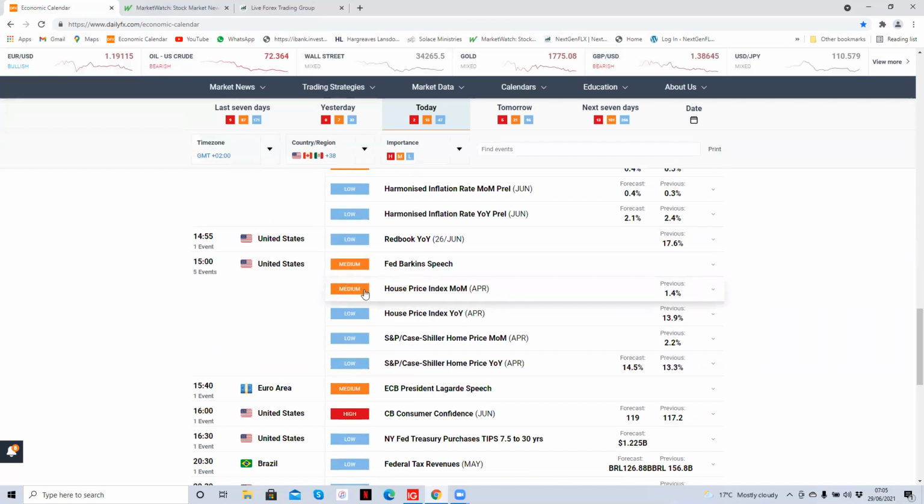Again, you can see another one out of the US at 3 o'clock, again to do with the housing market. Again, that's a report of medium importance, the house price index. So again, I'll note that at 3 p.m.